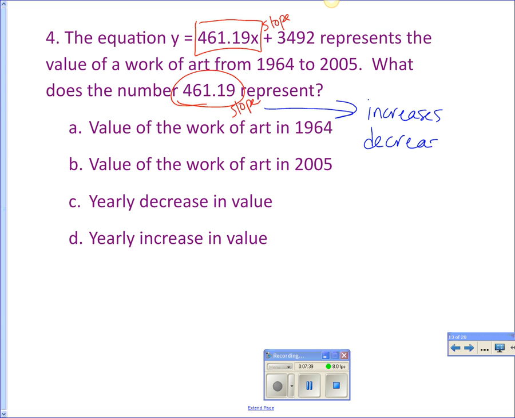So right here, we've narrowed it down to C or D. Slope tells you if something decreases or increases. What is the 461 doing? Increasing or decreasing? Yep. Why is it increasing? Because it's positive. That's why it's increasing. Okay?